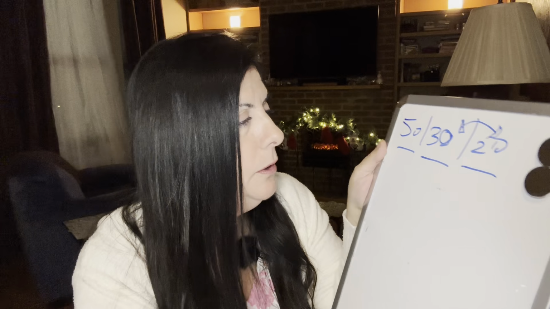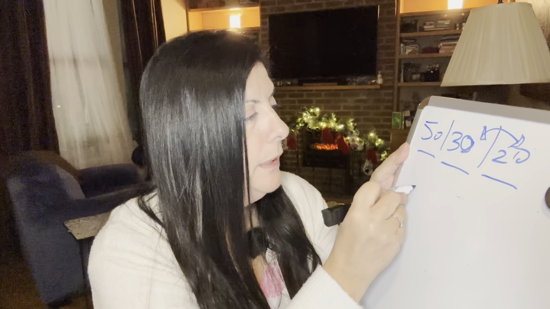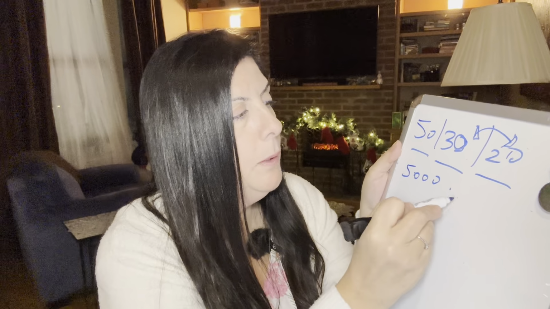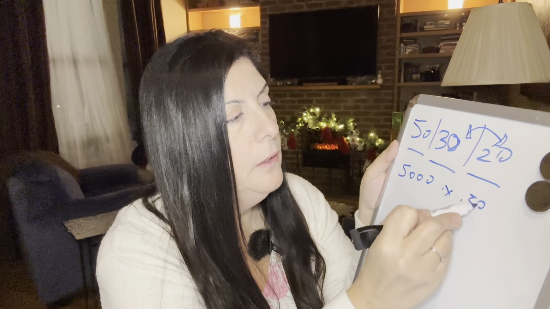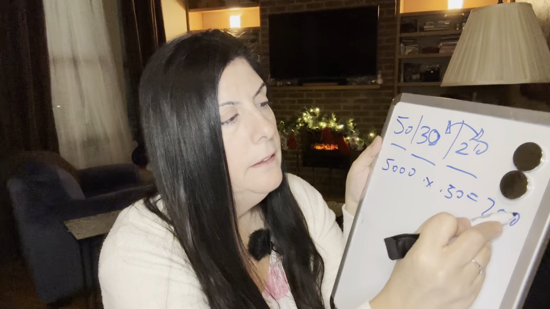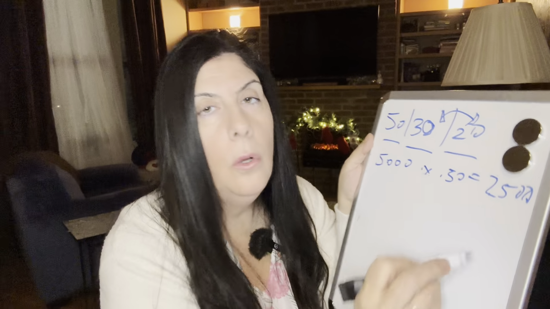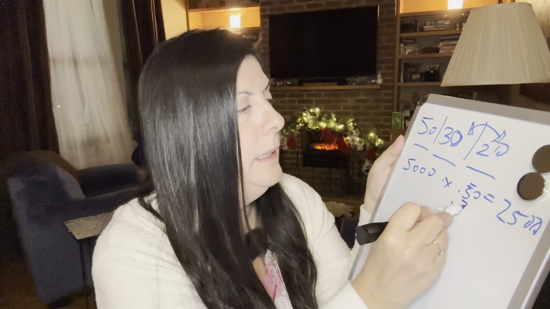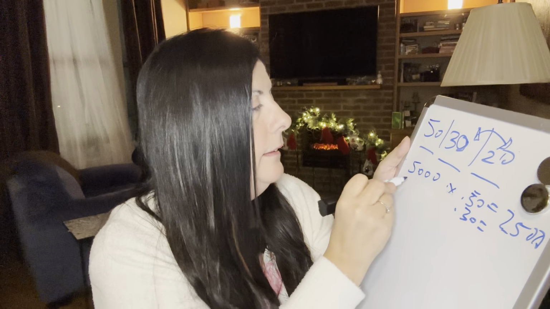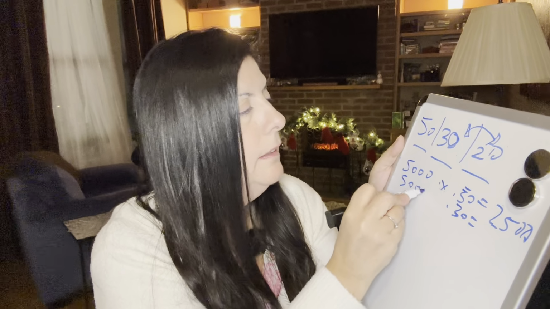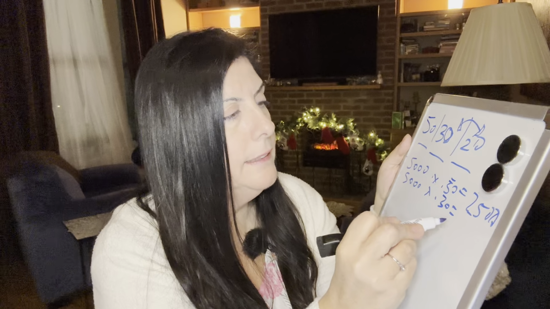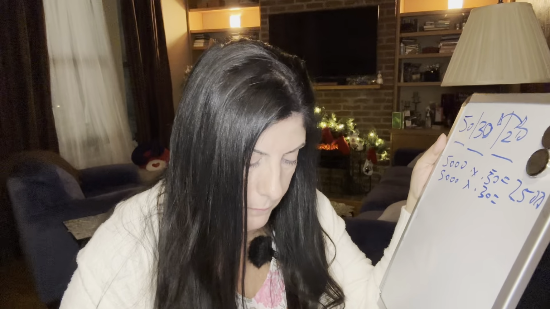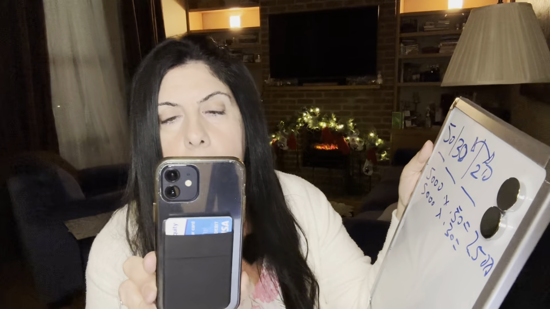But generally, what you do is you take that same $5,000 income and multiply it by 0.50, and that's going to be 2,500, and that's going to be all your needs. And then you're going to take the 30% of the 5,000, and that's going to give you, what is 30% of? Just give me a second.